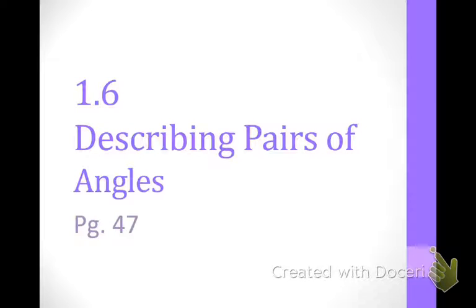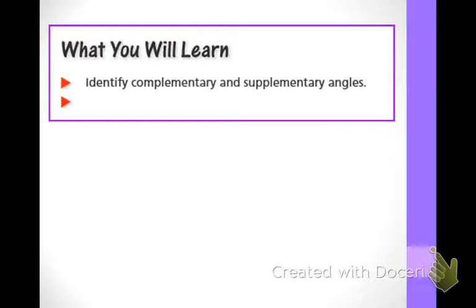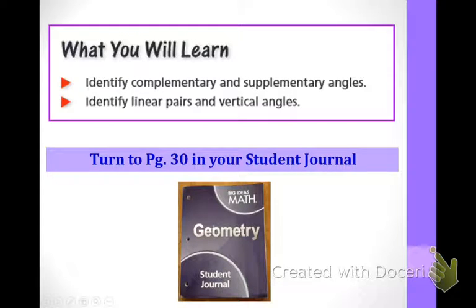1.6, describing pairs of angles. Right? So this is the last thing that's on your quiz and your test. When's your quiz? Friday. We're going to learn how to identify complementary and supplementary angles, linear pairs, and vertical angles. You don't have to turn in your student journal. You're going to get that back tomorrow.